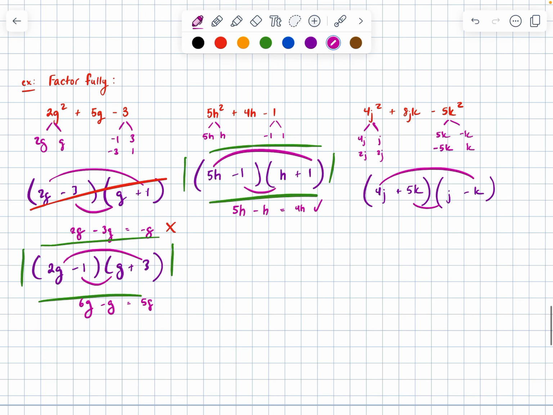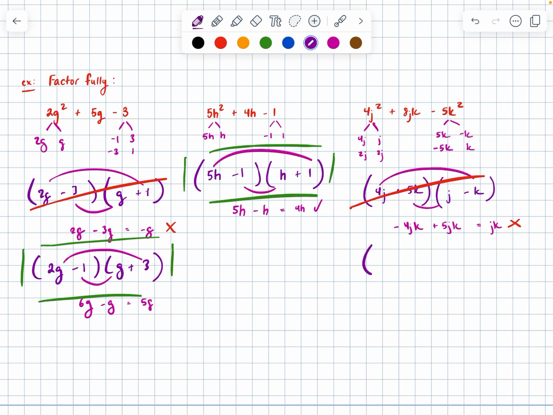Let's check. Well, 4j times negative k is going to give me negative 4jk. 5k times j is going to give me 5jk. Put them together, this gives us just jk. This guy is not our factorization.